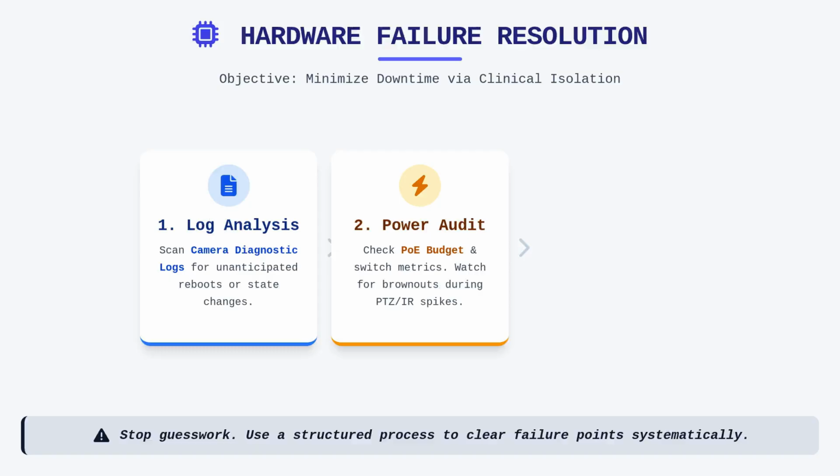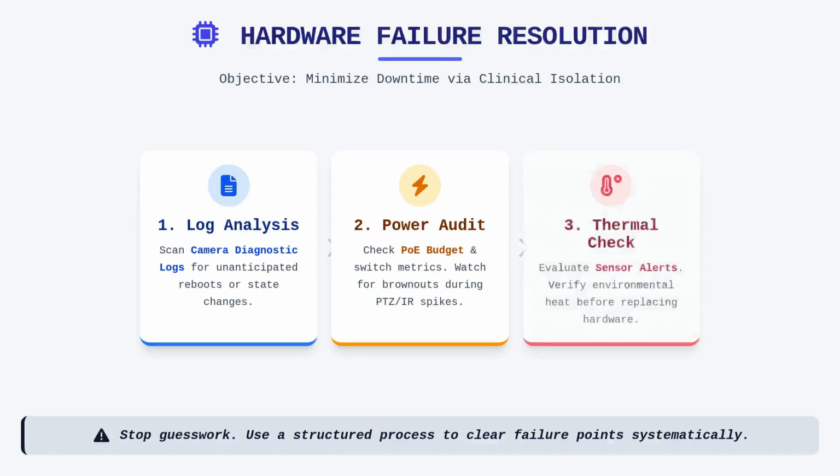You should monitor the power draw metrics on your switch port to ensure the device is not entering a brownout state during high-load operations, such as when IR illuminators activate or PTZ motors engage. If the power supply is stable, the next logical step involves evaluating thermal sensor alerts displayed within the management interface. An overheated processor or sensor can trigger a shutdown, so verifying environmental conditions is essential before you consider a physical component replacement.